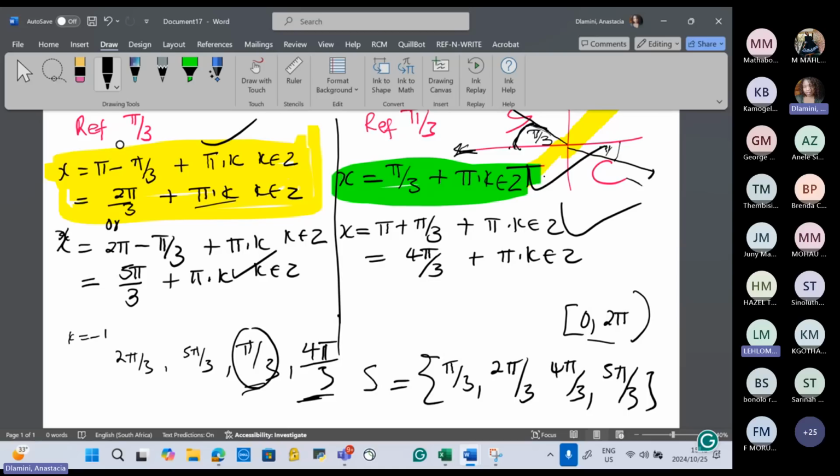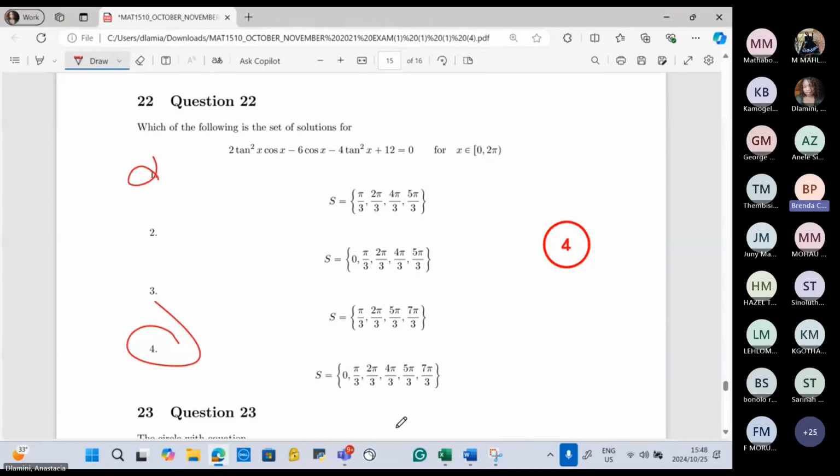Are we happy? Very happy. You see, I gambled.